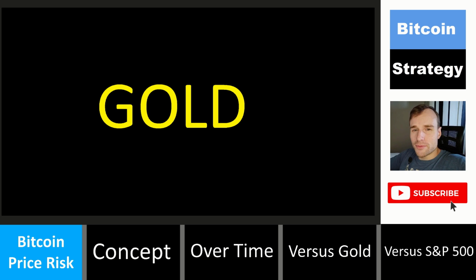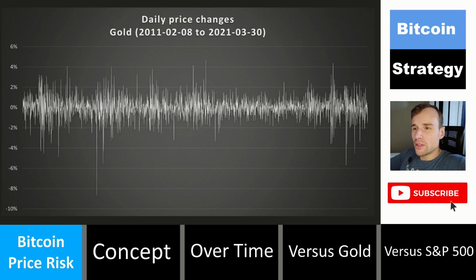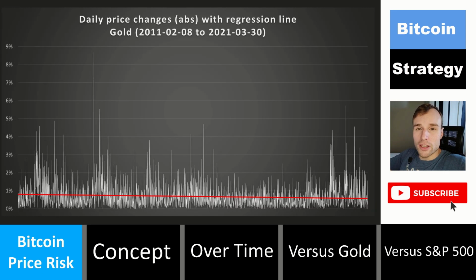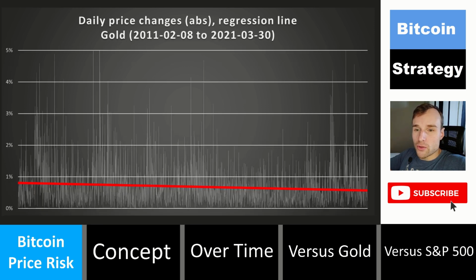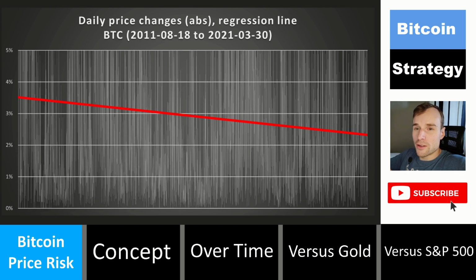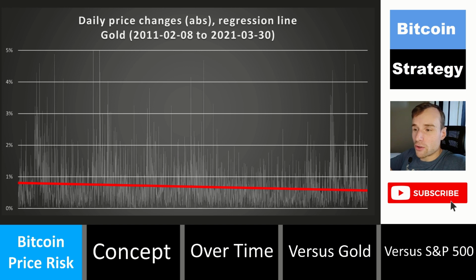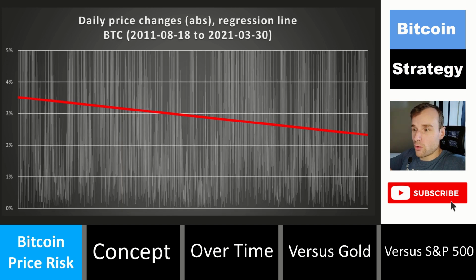Where is currently gold at? This is approximately 10 years of gold movement. Again, we're going to flip the chart, just look at the absolute values, and again we have a logarithmic regression line. This is how it looks when we zoom in, and the position of this regression line is very different to where Bitcoin was. Here we see some movements sub 1%. The tendency is as well that the magnitude of those price movements is decreasing, but just compare this now to the Bitcoin chart. Right? 3.5% to 2.5%, that's the regression line for Bitcoin. And again, this is the regression line for gold. It's a completely different world. And this is 10 years of price data.